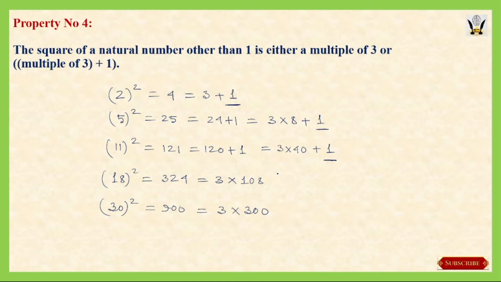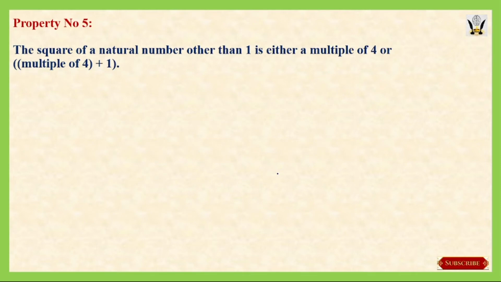And the next property is also similar to this one. It says the square of a natural number other than 1, again other than 1, is either a multiple of 4 or a multiple of 4 plus 1. Now again, if I take example 2, then the square of 2 is 4. So 4 is a multiple of 4 only. Then if I choose suppose 6, it is 36. So it can be written as 4 9s are 36.